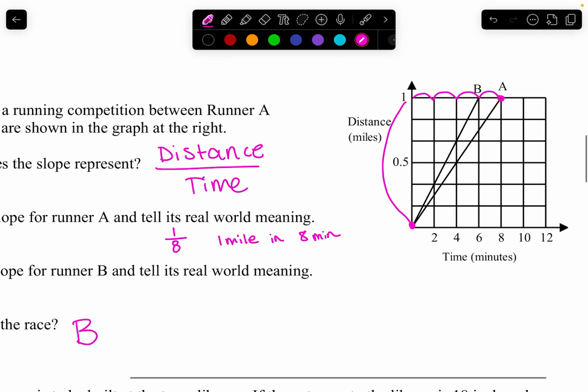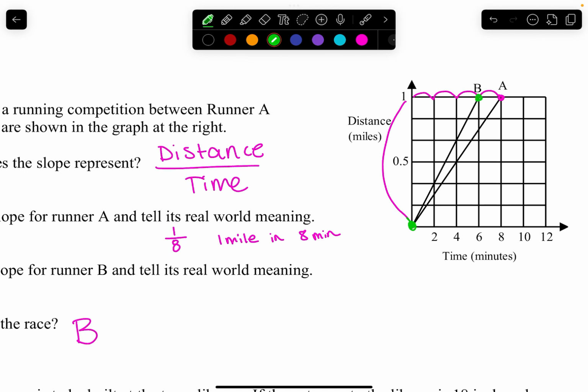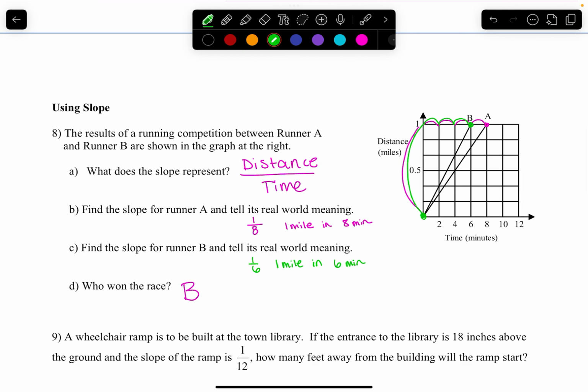Okay, let's look at runner B. I'm going to do that one in green. We're starting here, we're ending here. I'm still rising 1, but now I'm going 1, 2, 3, and that's going to get me to 6. So this is going to be 1 over 6, which means that they ran 1 mile in 6 minutes, which is why runner B won the race, because they ran the same distance in a shorter time.